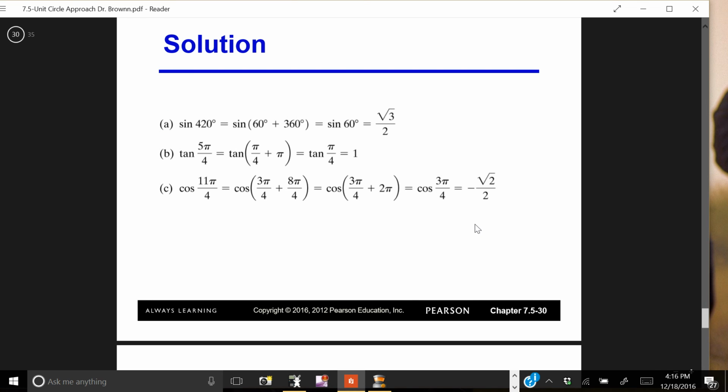And notice, sine of 420 is equal to 60 plus 360. So 360 is the period. So this would be sine of 60, which we know to be the square root of 3 over 2.